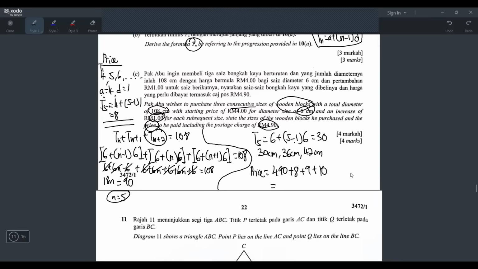4.9 plus 17 plus 10. Okay, my calculator gives me 31.9. So that's the answer. But of course, you have to write 2 decimal places, 31.90. And you also have to write RM because it's a price. Okay, 4 marks for this.